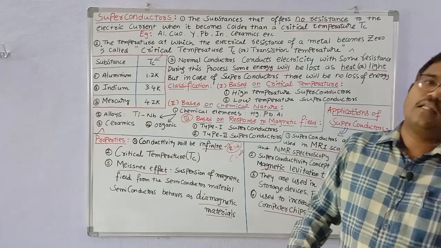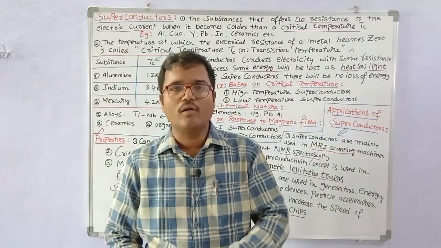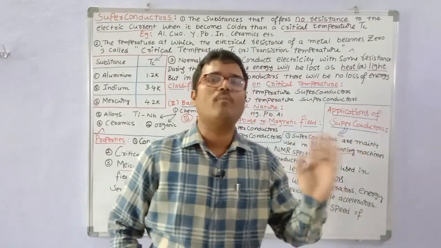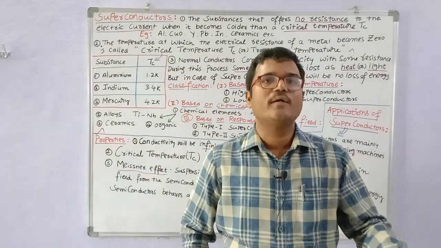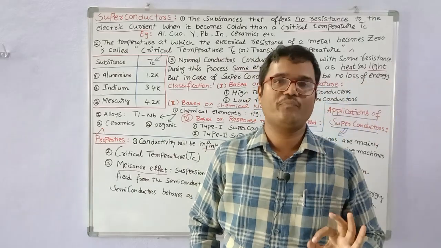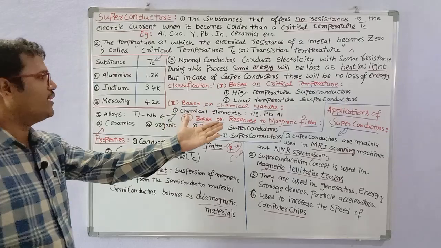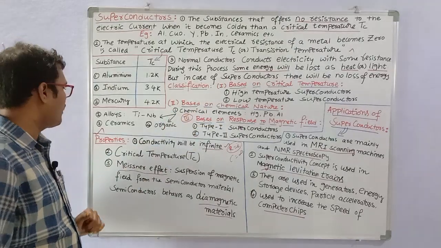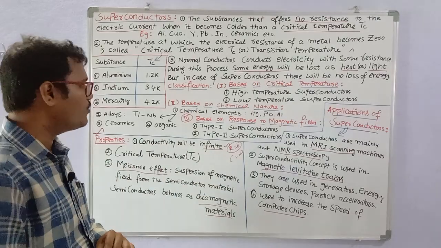Then in general, during the passage of electricity through a normal conductor, there will be loss of energy in the form of heat or light. But in the case of superconductors, there is no loss because resistance is zero. Resistance is zero, right? And then you know the classification. We have seen the classification, the properties, and the applications of a superconductor.